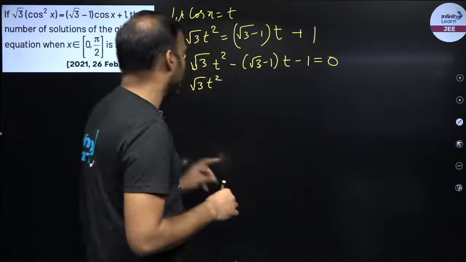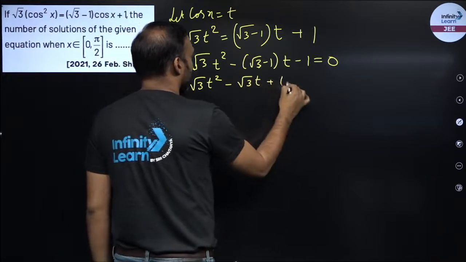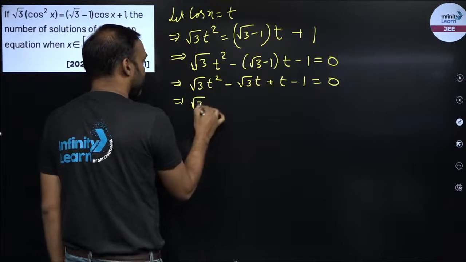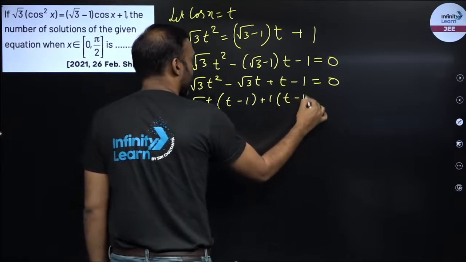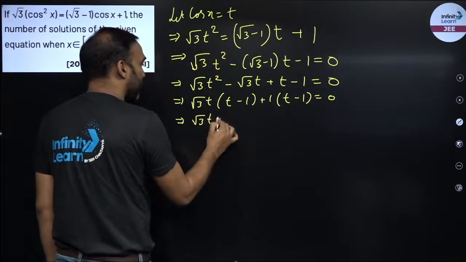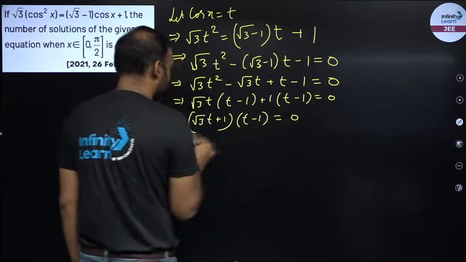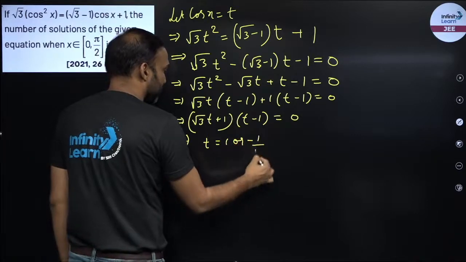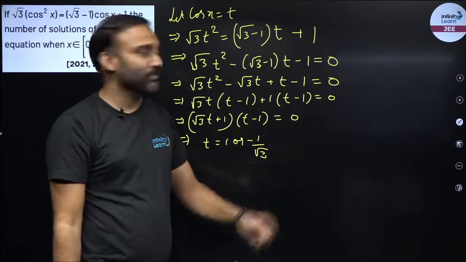So over here, if I split the middle term, my job would be done. If you use the formula, then it will consume time. Take root 3 t common, I will have t minus 1. Take 1 common, I have t minus 1, right? Now you can easily observe from this example, if instead of middle term splitting you had used the formula, then it would have cost you plenty of time. So t is equal to 1 or minus 1 by root 3.